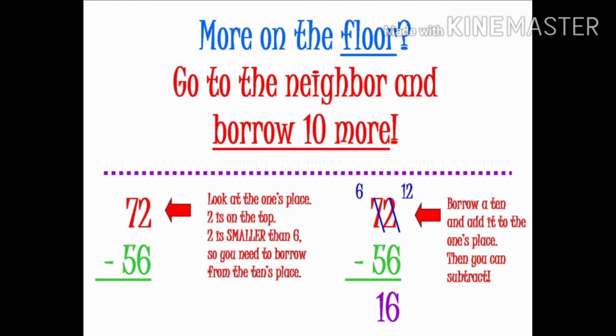Now we can easily subtract. That is, 12 minus 6 gives us 6. Now in the tens place we have to subtract. That is 6 minus 5 gives us 1. So by subtracting 72 minus 56, we get the difference of 16.